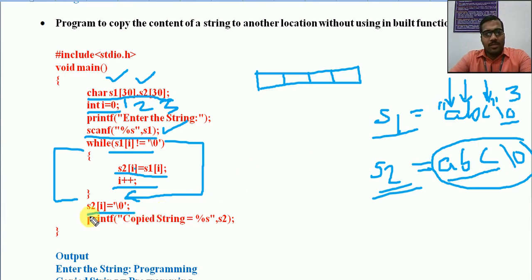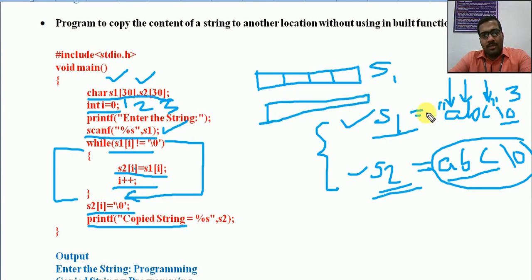So S2 of I is equal to \0 and the copied string is equal to %s, S2. Now this S2 value will be printed. Now both S1 and S2 consist of the same string. So an entire string S1 is assigned to or copied to another string that is S2.